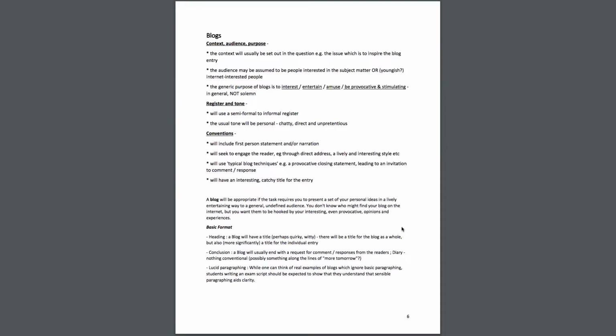Now moving on to blogs, we have worked on this in class a lot. And remember, blogs are usually a digital type of entry. So the subject matter is going to depend on what the task requires you to do, but usually the purpose is to entertain or to talk about people who are interested in this topic. So of course the register is going to be semi-formal to informal. And the tone should be to entertain. It should be chatty because you are kind of talking to somebody on the internet, right? And the conventions are based on typical blog techniques.